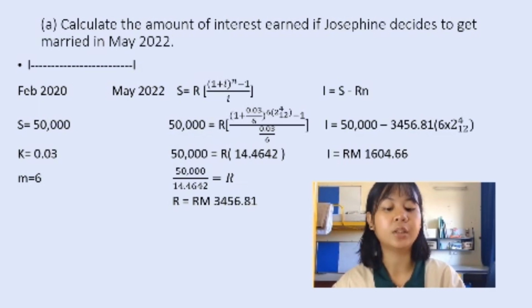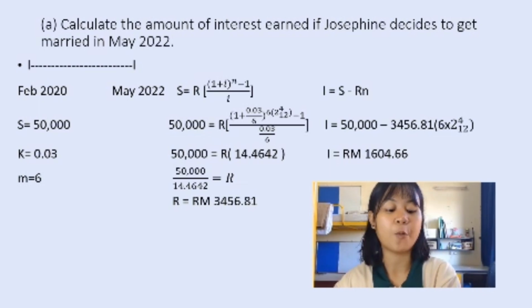As the question stated, she anticipates earning an interest rate of 3%, which means our K would be 0.03, and compounded every 2 months of her saving, which means our M will be 6. And for how much time it took, T would be 2 years and 4 months because it's February 2020 until May 2022. As the question stated, we need to find the interest, but we couldn't do so yet because there isn't any R in the question.